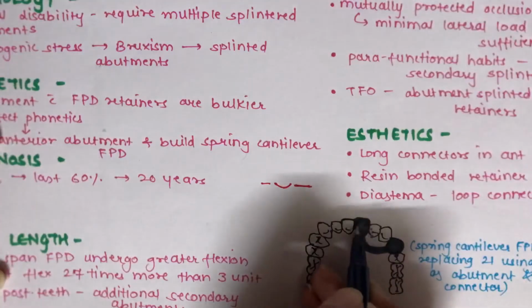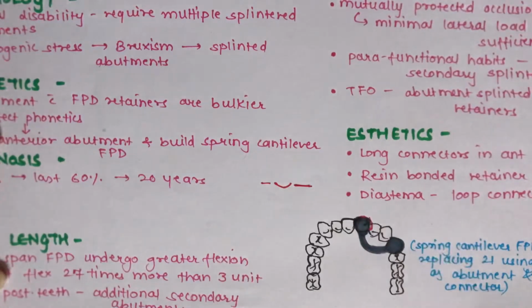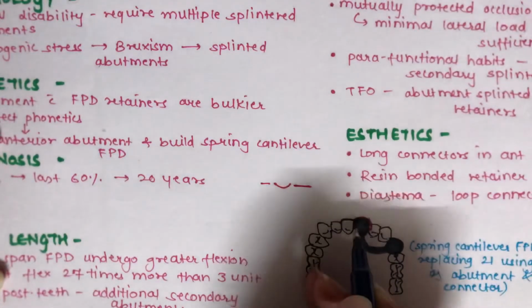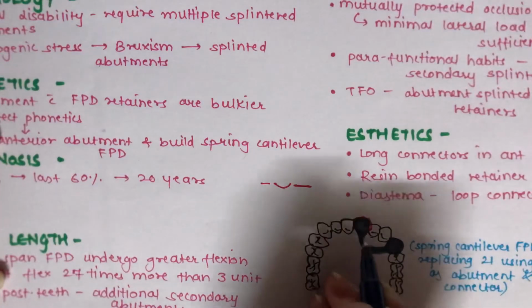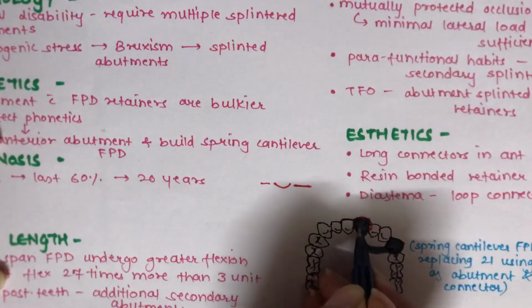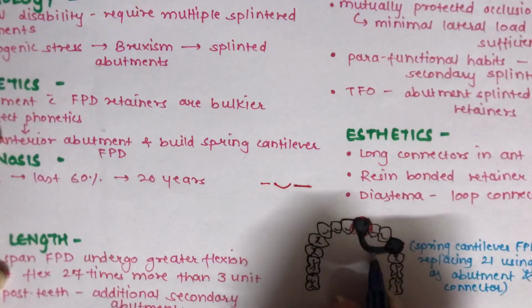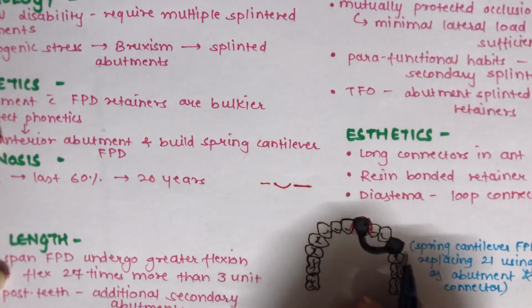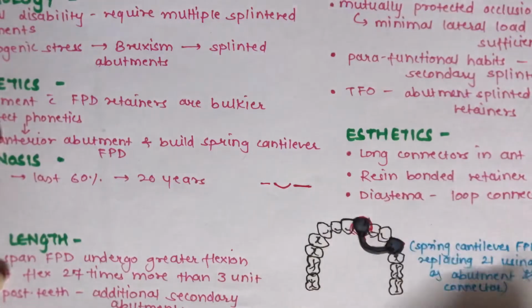So in this case, we have to replace this 2-1. A spring cantilever is constructed in such a case. That means you have to take the support or the abutment as a premolar, and this is your missing teeth, and you join them with the help of a loop connector. So this is nothing but a spring cantilever diagnosis.